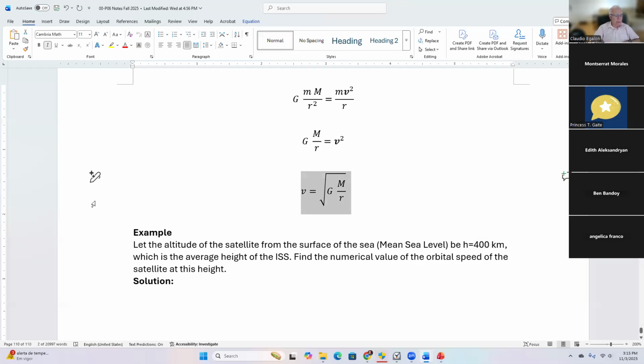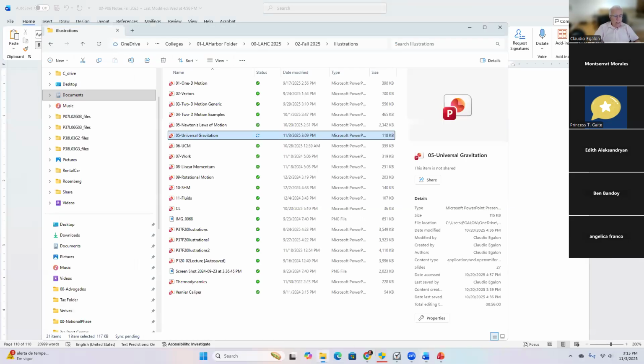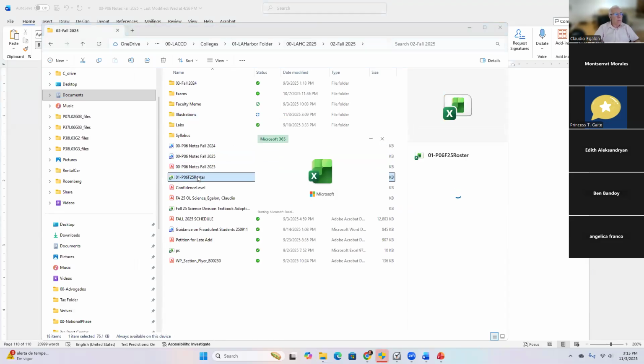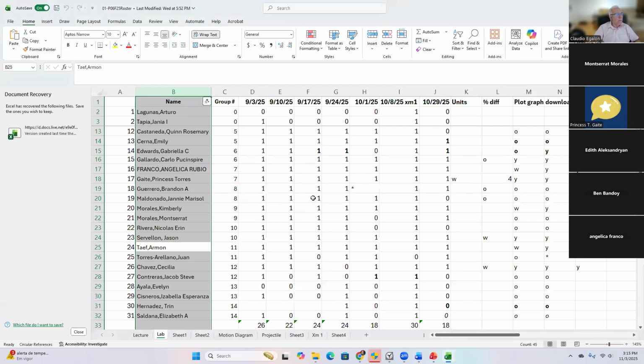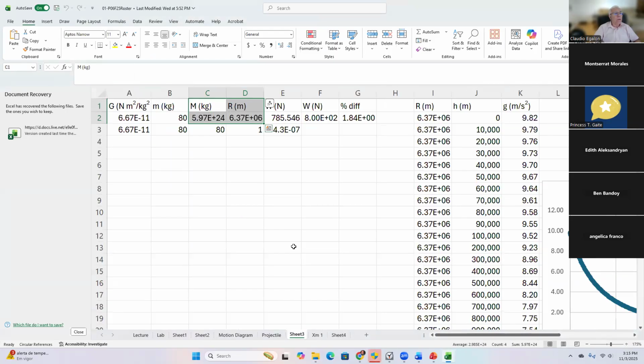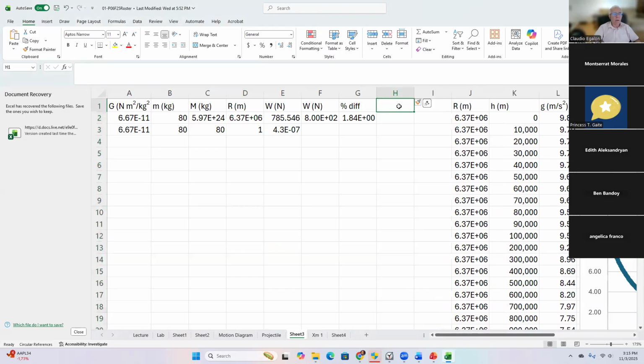But let's take a look at this numeric solution. Here you go. We have to use this equation, right? And I'm going to go back to my spreadsheet. Let's see, which one do I want to use? Not this one. Must be this one. Yeah, that's the one. See, I have my G here. And I now want to calculate the orbital velocity, V, in meters per second.